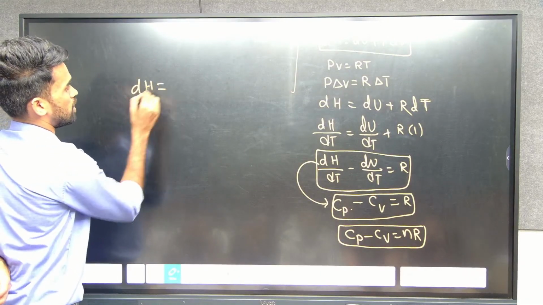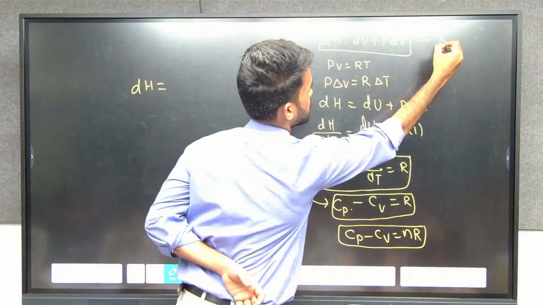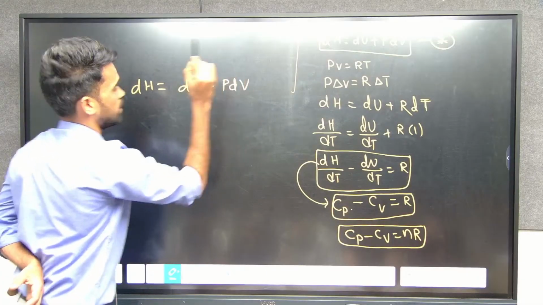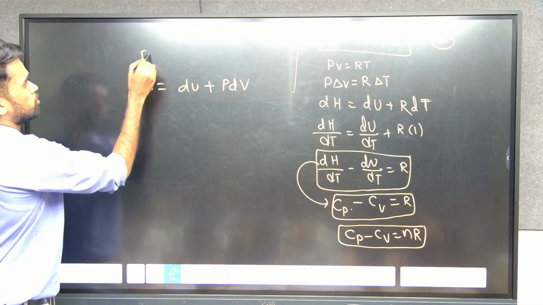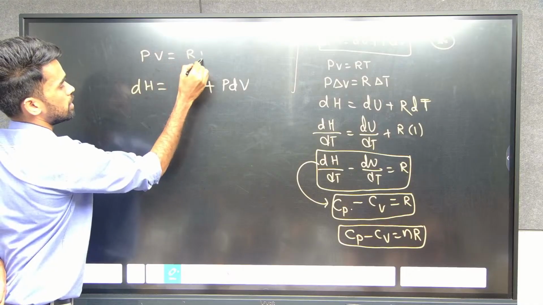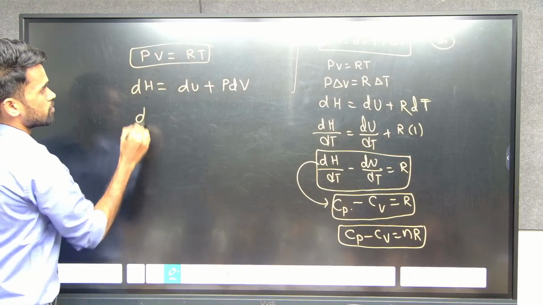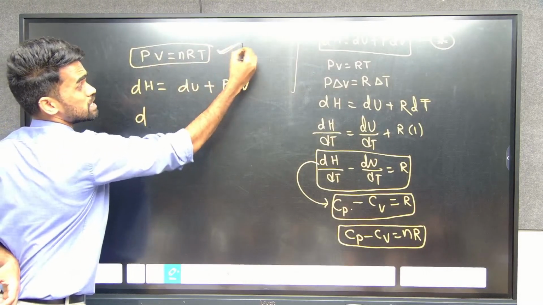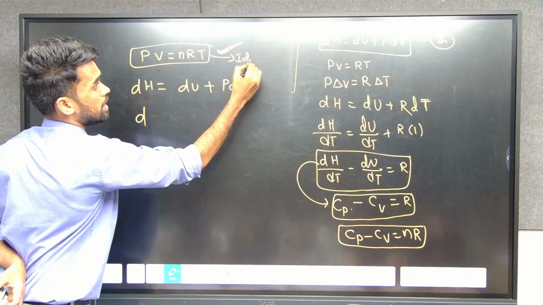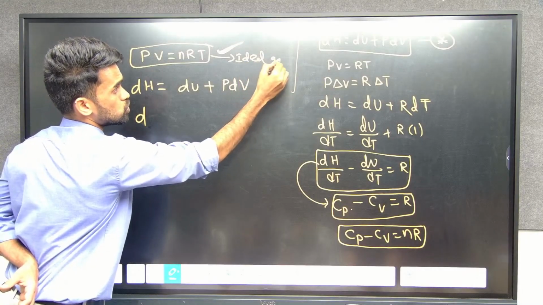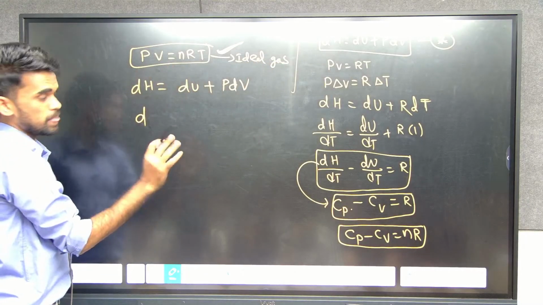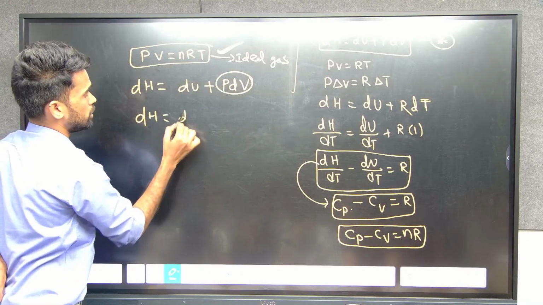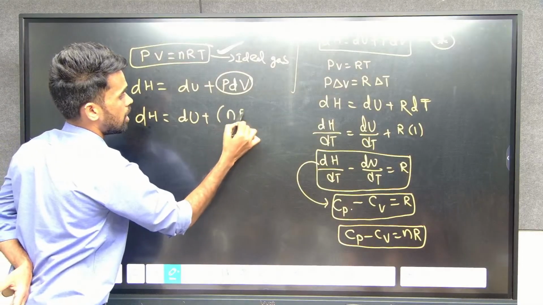dH equals, what is the formula we got, that final important one? dU plus PdV. PV equals RT you are writing; for n moles it is nRT. So this equation is valid for what? Only for ideal gases, right? So it must be gases only. In the place of PdV, I am writing dH equals dU plus nRT.